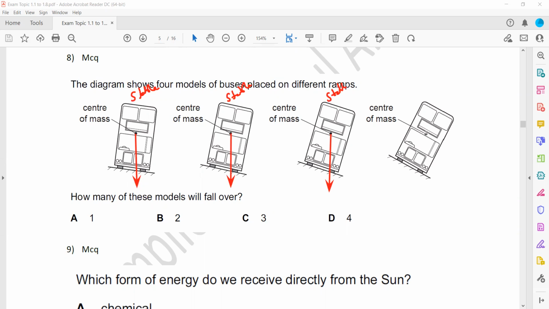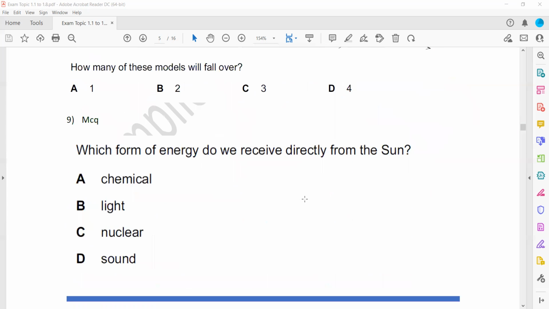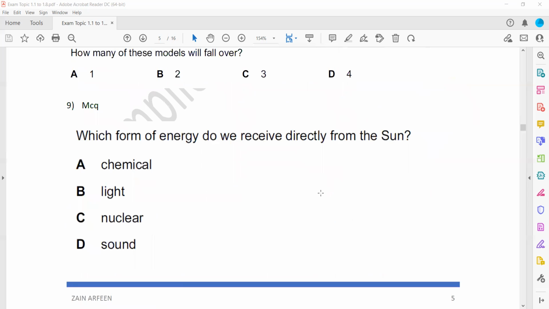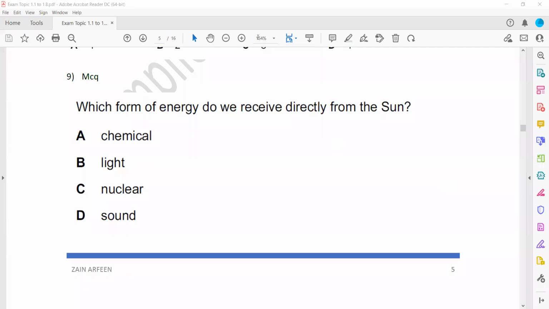For this one, when we draw the line, it is not passing through the base. So this bus will be unstable. Unstable means this bus will topple or fall over. The question was, how many of these models will fall over? Only one model will fall over, the rest will remain stable. When they ask which model will fall over, basically they're asking how many of them are unstable. So only one of the models is unstable, the rest are all stable.